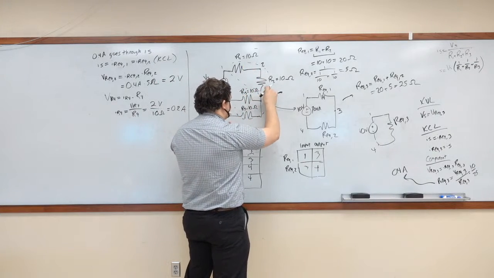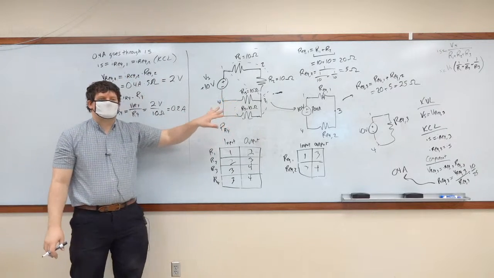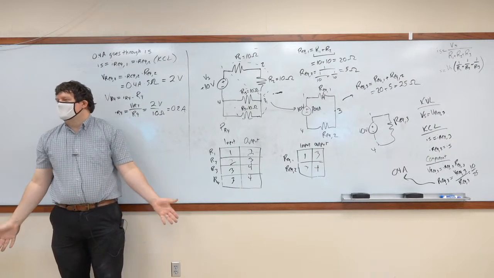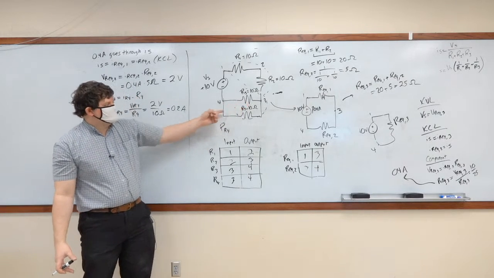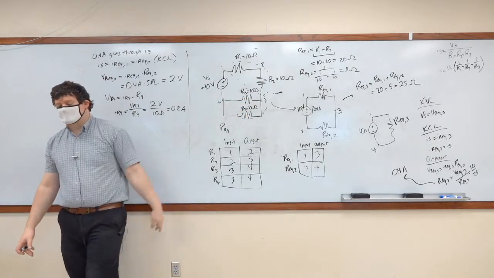Which kind of makes sense because we have 0.4 amps coming in to node 3, 0.4 amps going across. These two resistances are the same, so it's going to be half of the current coming through. Okay, 0.4 divided by 2 is 0.2. It means there's 0.2 amps going through here, 0.2 amps going through here.